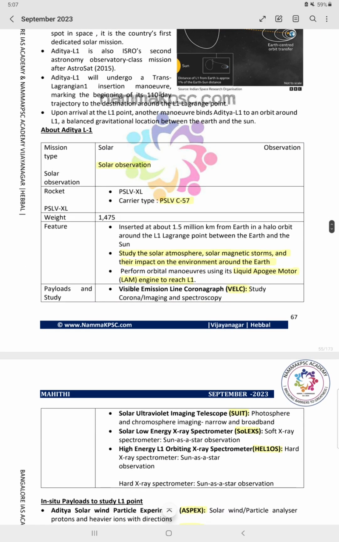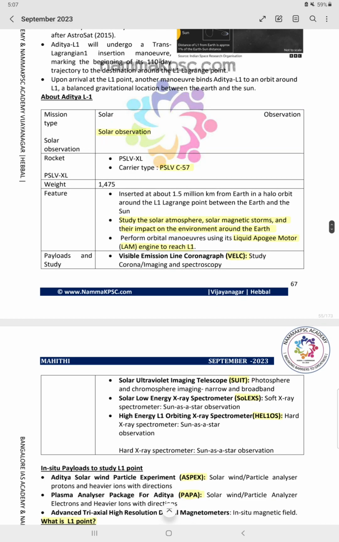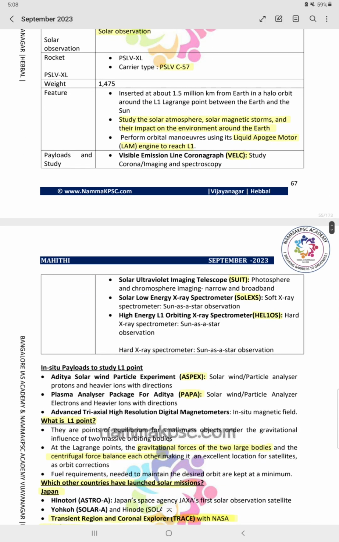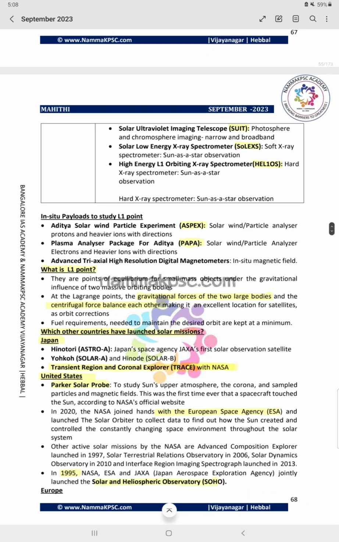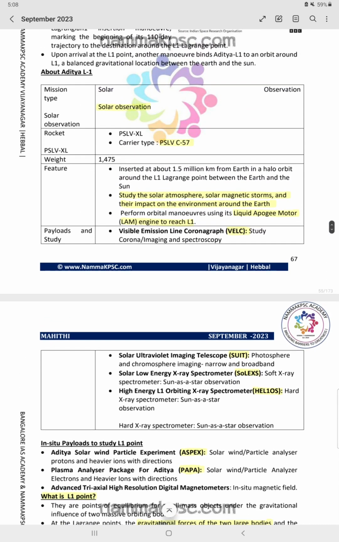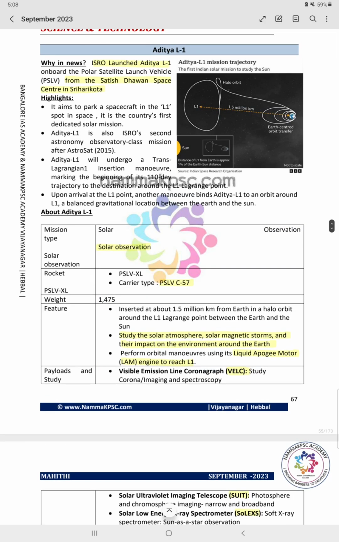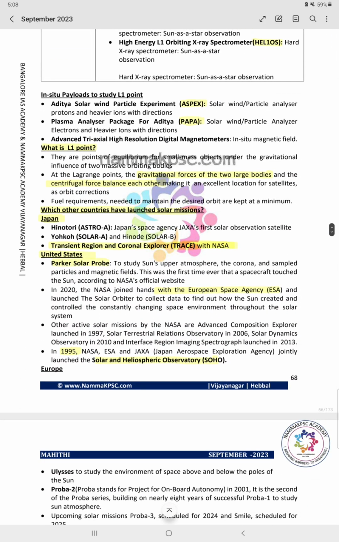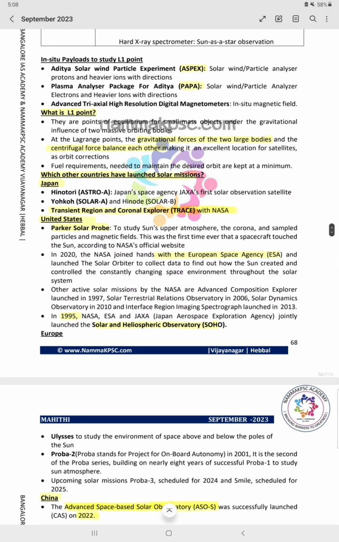We should also know about its payloads. It has payloads like VELC, SUIT, SoLEXS, HEL1OS. These are the payloads that are important. And then ASPEX, PAPA. All of these, SUIT, SoLEXS, HEL1OS, ASPEX, PAPA, are the payloads of this Aditya L1 mission. Then what are Lagrange points?